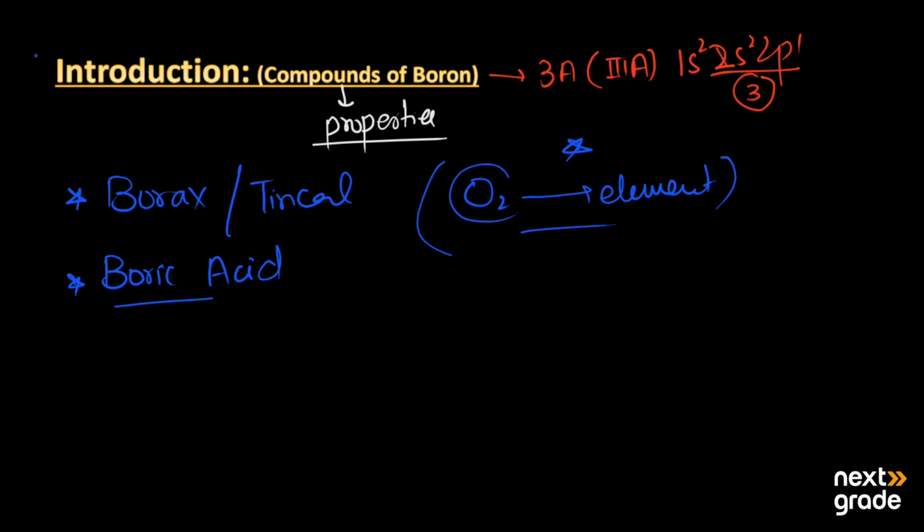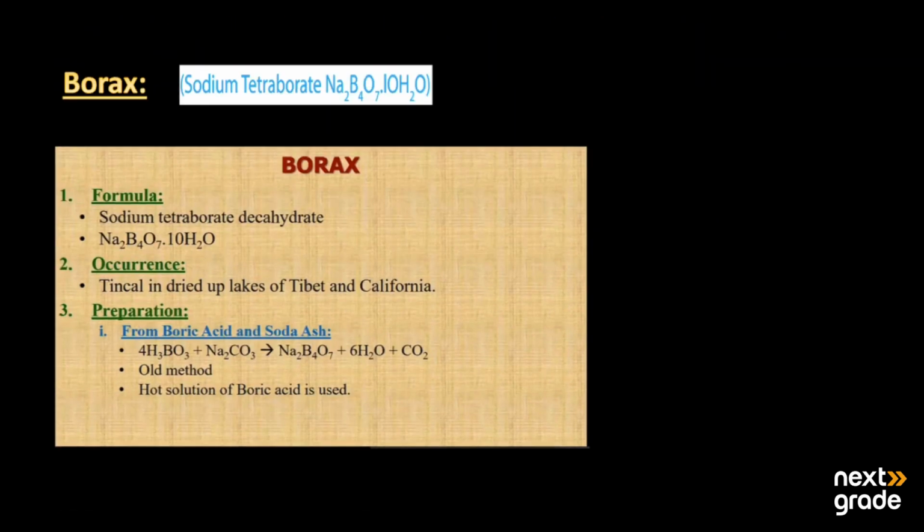So the first one we have is borax. Let's have a look at the main properties of borax. Here, the boron is combined with sodium and it is known as sodium tetraborate, in which two sodium atoms combine with 4 boron and oxygen, along with water of crystallization. This is the simple formula for borax. It is known as sodium tetraborate decahydrate. The word deca shows that it has 10 water molecules as water of crystallization.